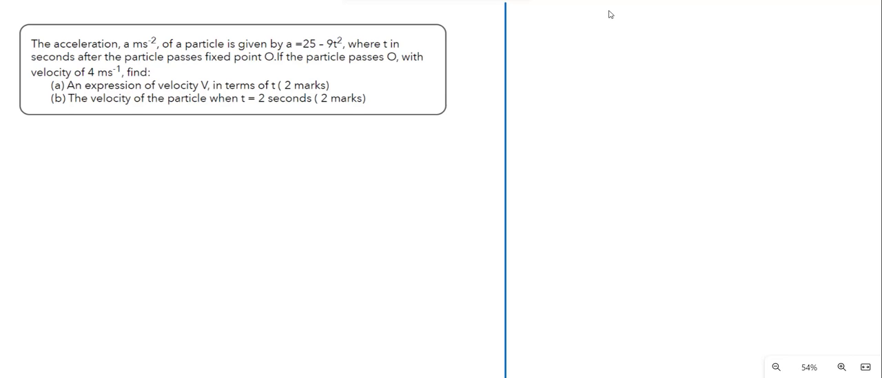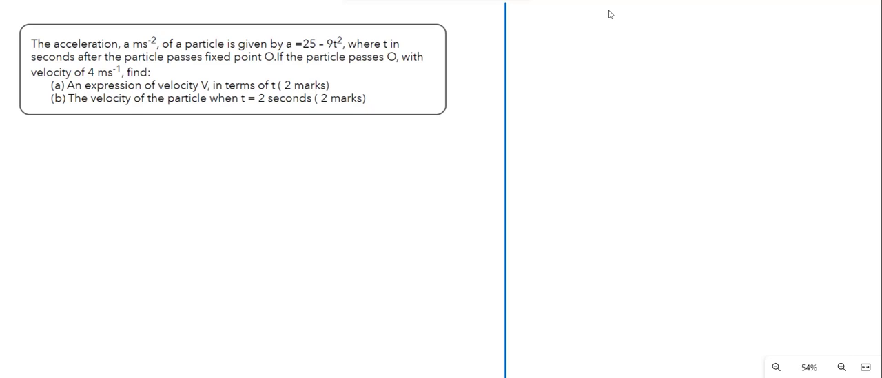This question is about the application of integration concepts in distance, velocity, and acceleration. Particularly in this question, we are using acceleration and velocity. The acceleration of a particle is given by a equals 25 minus 9t squared, and we are supposed to find the velocity in terms of t first.